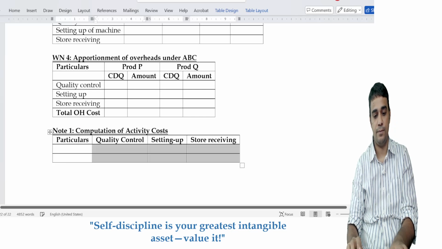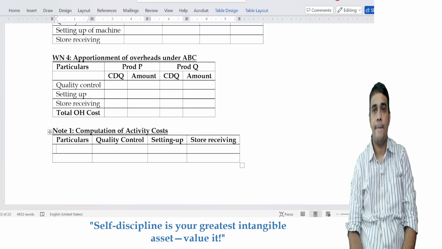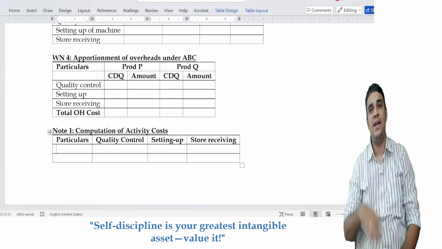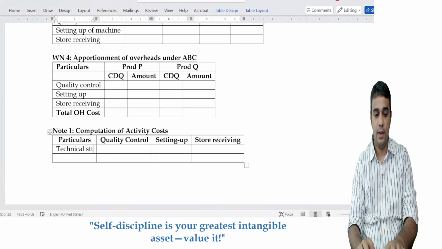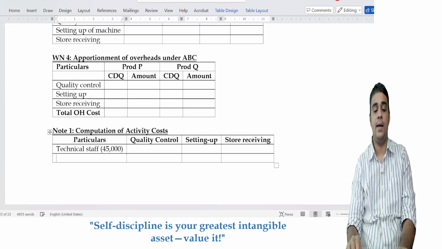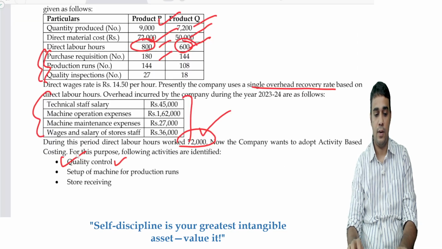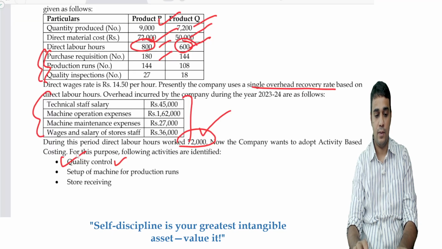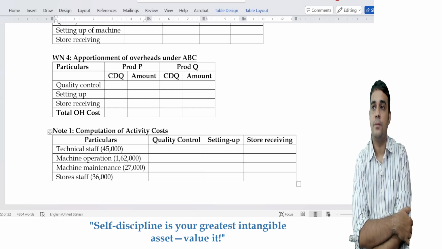QC, setting up and store receiving. Because they did not give it directly. What they have given in the question is technical staff, right? Technical staff in bracket 45,000, machine operation in bracket 162,000, machine maintenance in bracket 27,000, store staff in bracket 36,000. Clear?